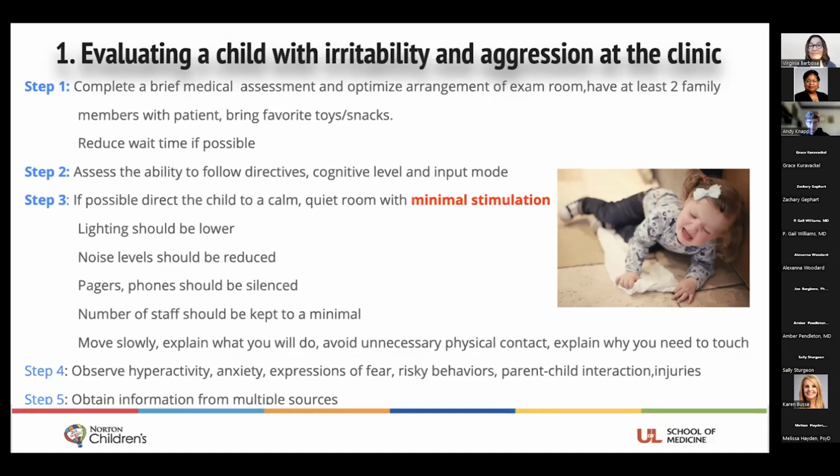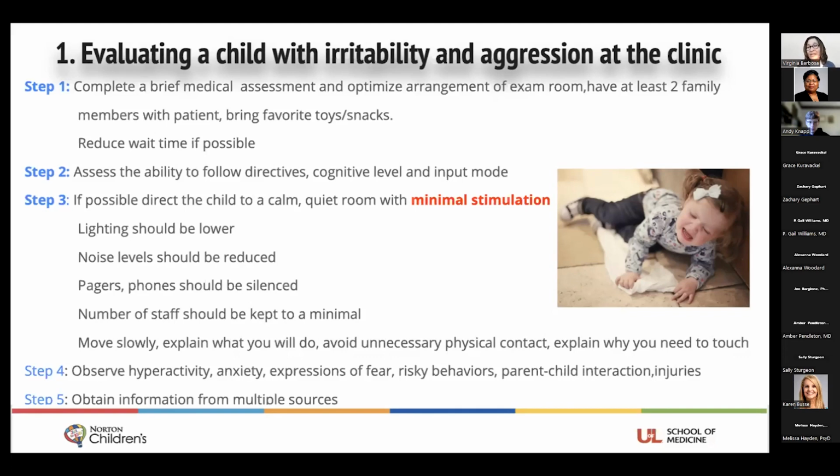Reduce the wait time if possible. It's always helpful to assess the ability of the kid to follow directives and their cognitive level. And as much as possible, minimize sensory overstimulation. Lighting should be lower, noise levels should be reduced, pagers silenced, and the number of staff members kept to a minimum. And always try to move slowly and be mindful of your posture and your gestures.